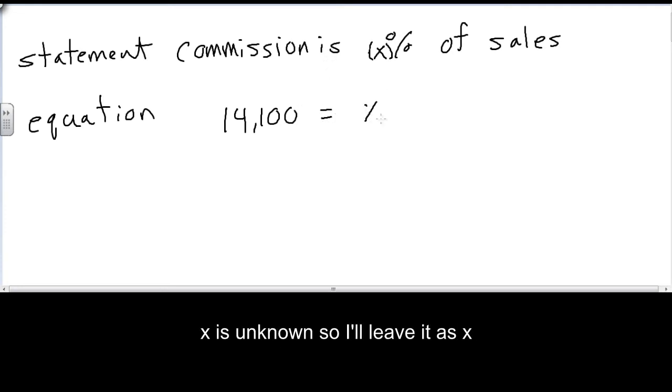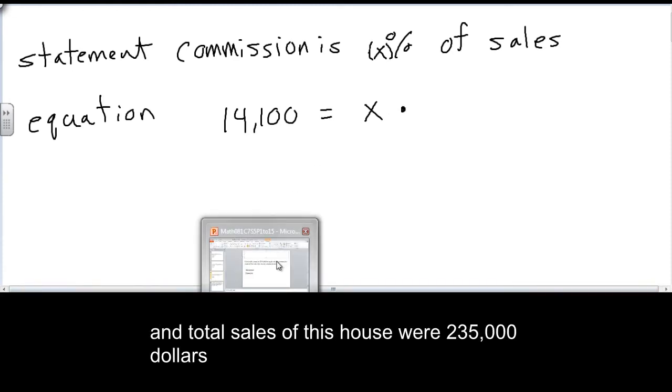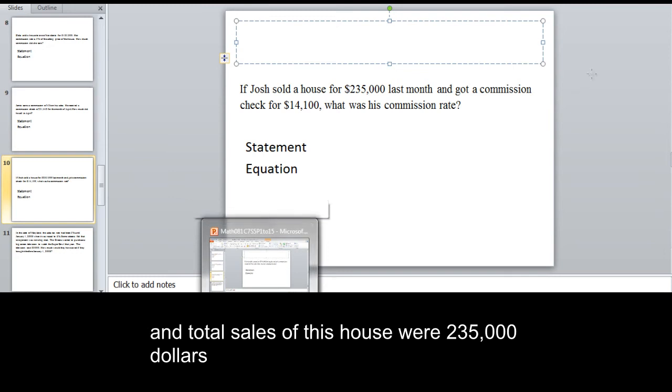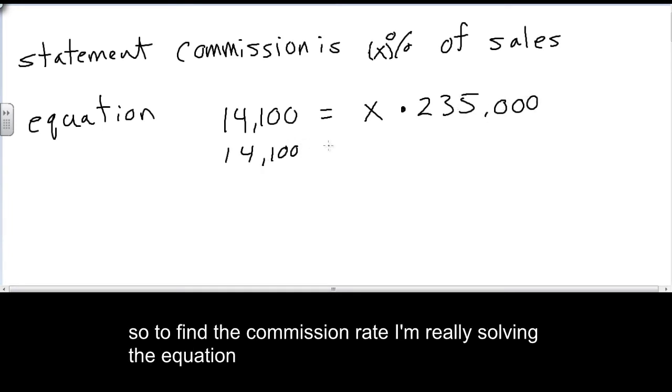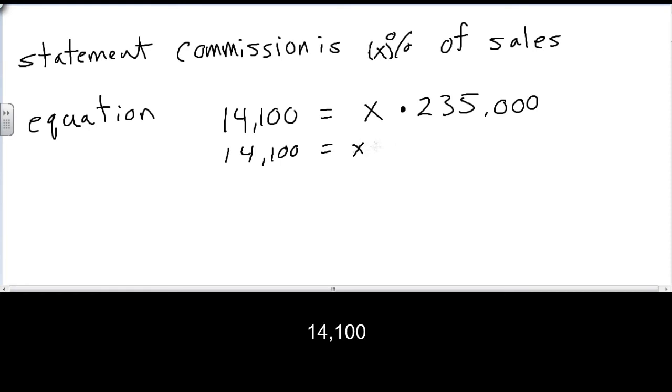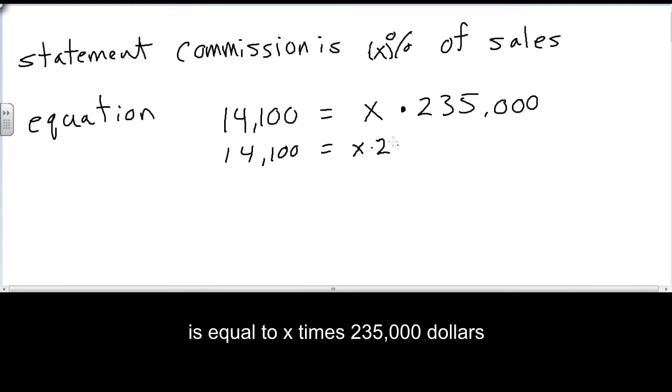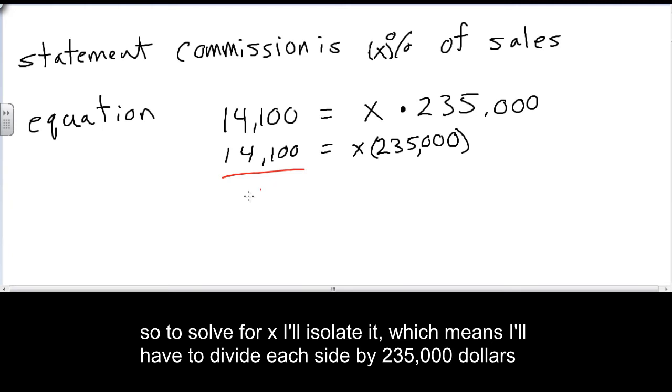X is unknown, so I'm going to leave it as X. Of is interpreted as a multiplication sign. And the total sales of this house were $235,000. So to find the commission rate, I'm really solving the equation. 14,100 is equal to X times $235,000. So to solve for X, I'll isolate it, which means I'll have to divide each side by $235,000.